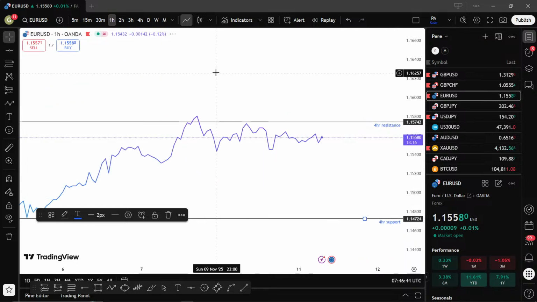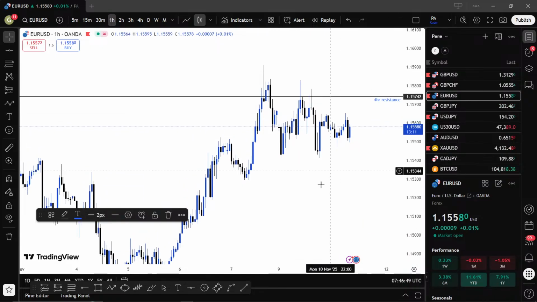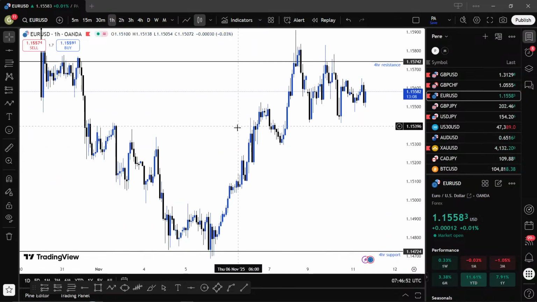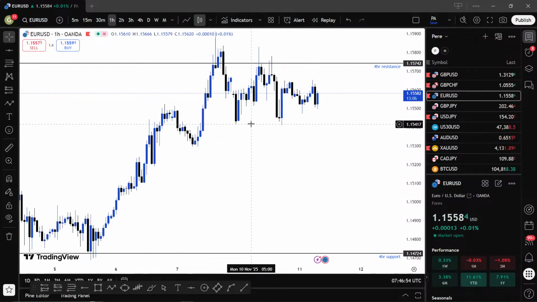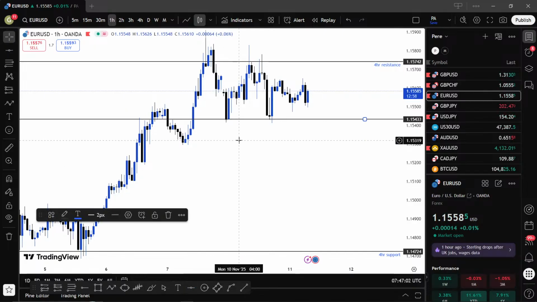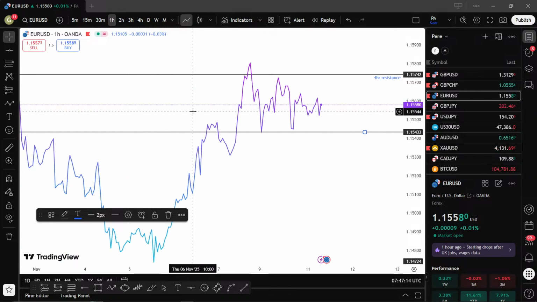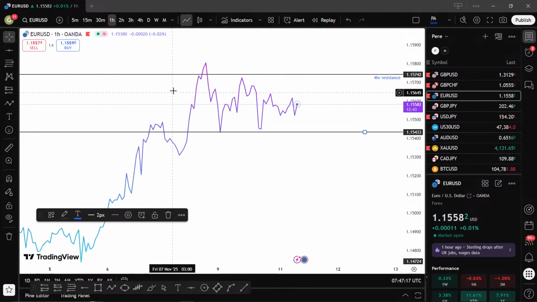Now down to the 1-hour time frame. Changing over to the candlestick chart. Here is a 1-hour support right here. This is a 1-hour support. Let me change back to this. Yes, that is accurate, really accurate. So here is a 1-hour support.